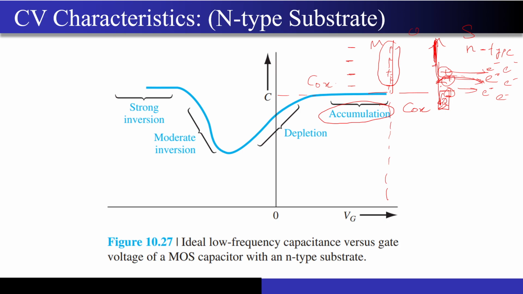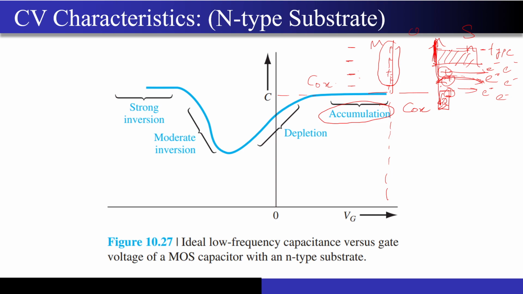And you will also have a depletion region over here to balance out the negative charges that you are putting on the metal, right? So now again, if I apply a very large negative voltage, then this depletion region will expand further.